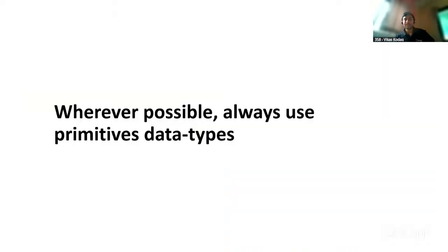So what do we learn from this? Wherever possible, always use primitive data types. We have integer, we have long, we have double, we have many other primitive types, and that's what we should always use instead of the boxed primitives.